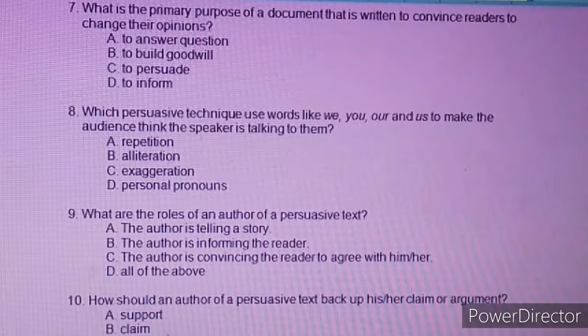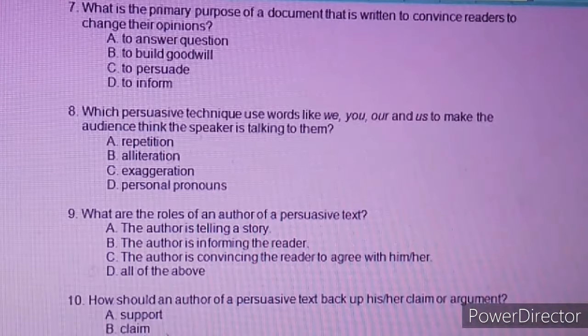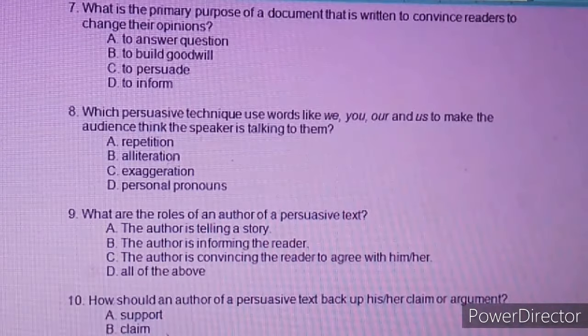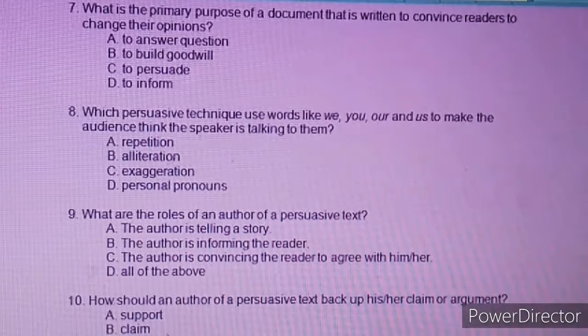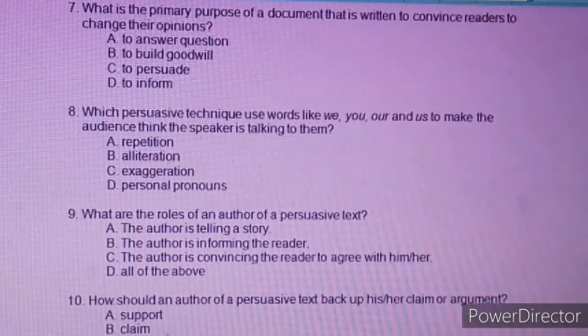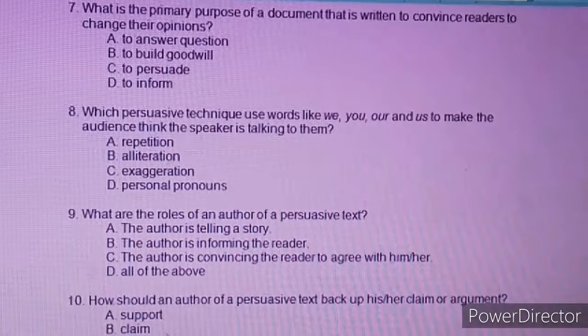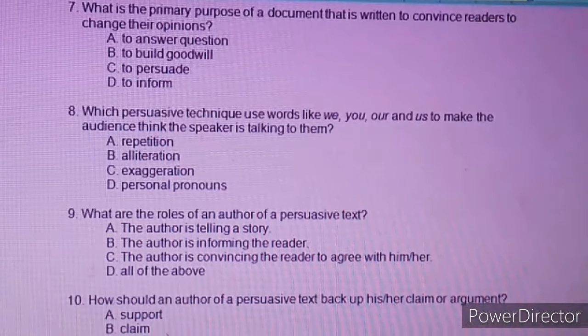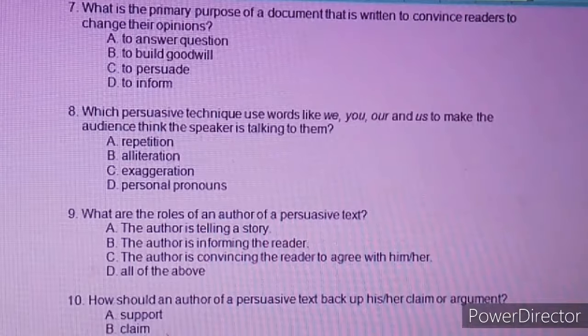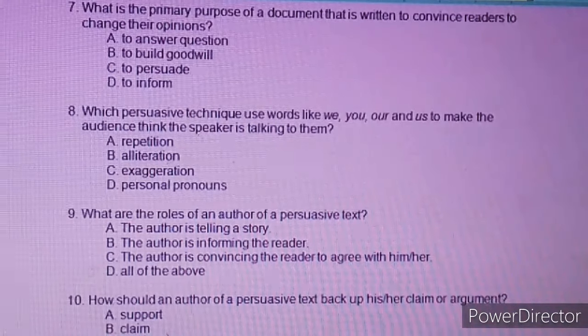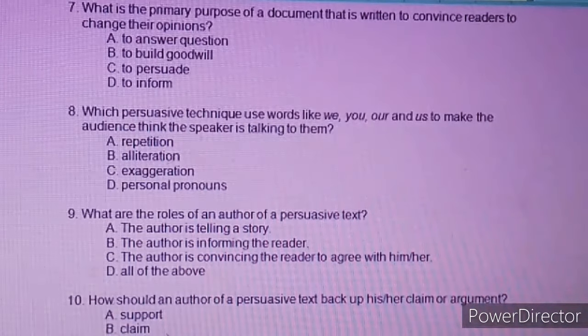Number 9. What are the roles of an author of a persuasive text? A. The author is telling a story. B. The author is informing the reader. C. The author is convincing the reader to agree with him or her. Or D. All of the above. The correct answer for number 9 is letter C. Now let's move on to number 10.